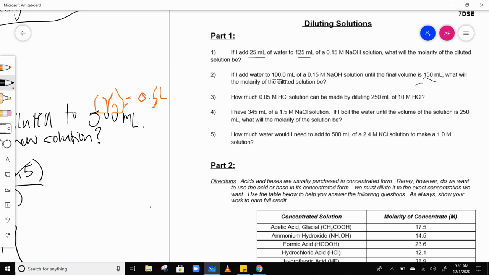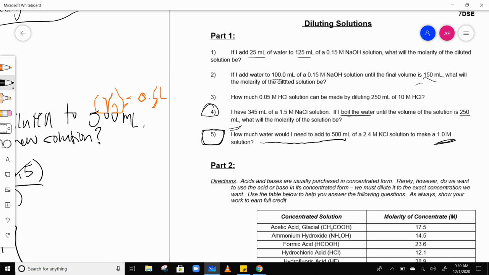Be careful with number 4. In number 4, you're boiling the water away, so the new volume is actually less. You're just removing some water by boiling. It's kind of tricky. And number 5 is a little bit tricky because it asks how much water you would need to add to a 500 milliliter solution of 2.4 molar KCl to make a 1 molar solution.